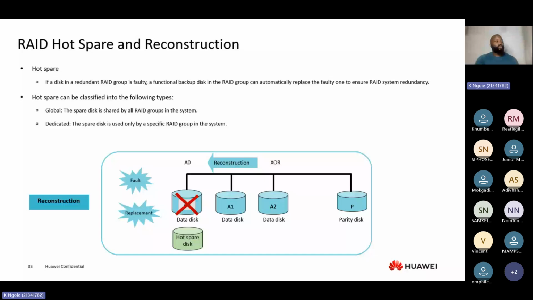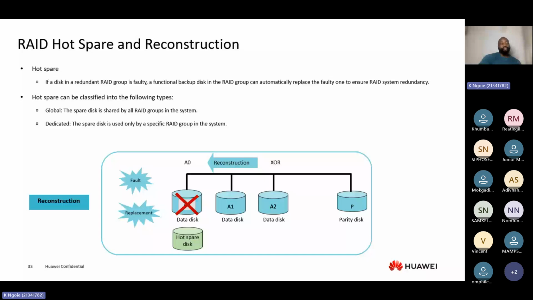Okay, so you have the spare disk, which is shared by the RAID group in the system. And then the spare disk is used only by a specific RAID group in the system. So we have this specific group of disks here. We have the hot spare disk right here. So in case there's a problem, the hot spare will replace this disk that is faulty, right?